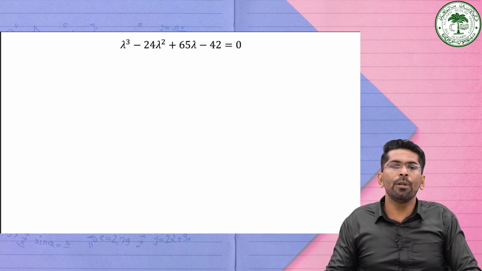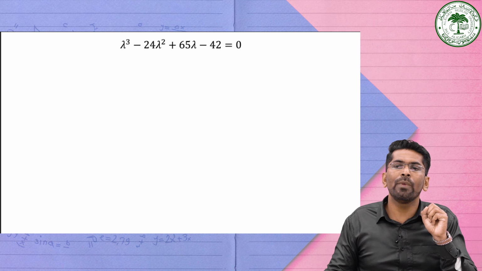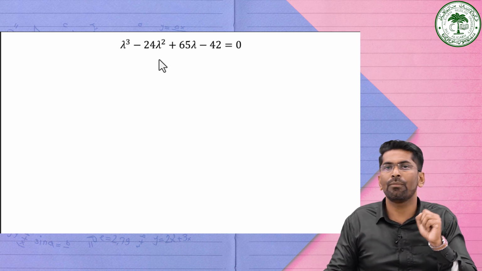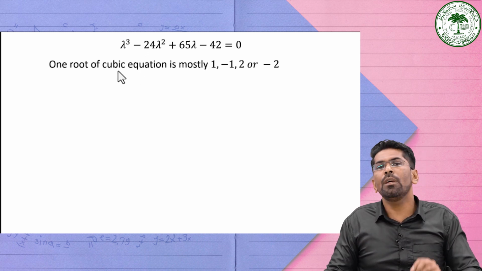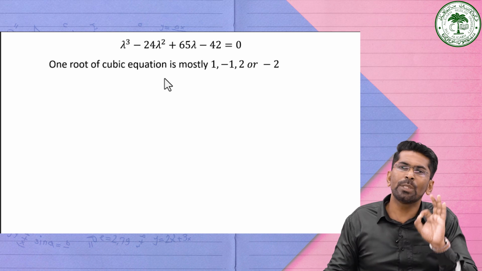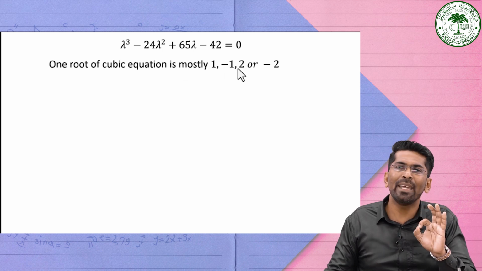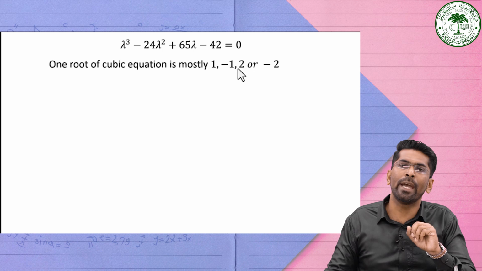So now we are going to find the roots, or we can say the solution, for this particular cubic equation. It is lambda cube, so it is a cubic equation here, and we are solving for lambda. For solving this cubic equation, we assume that one of the roots is most probably 1, minus 1, or it may be 2 or minus 2.